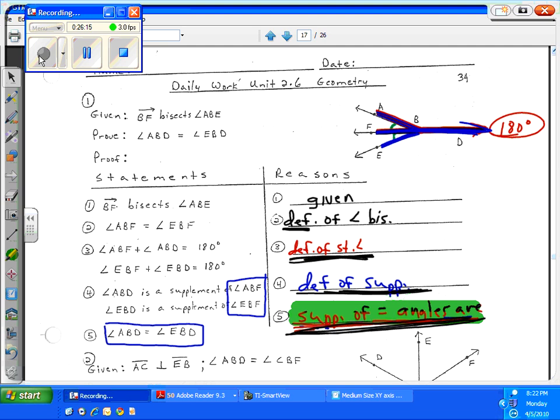Well, these are the angles in question. So I need to be able to find those angles being supplements of some other angles. Okay? Well, here I have those two angles, ABD and EBD, being called supplements of other angles. And I need a statement that says that those two angles that they are supplements of are equal to each other.